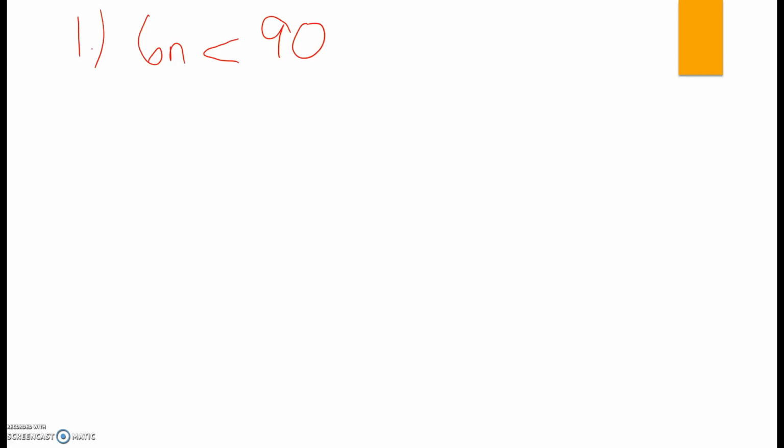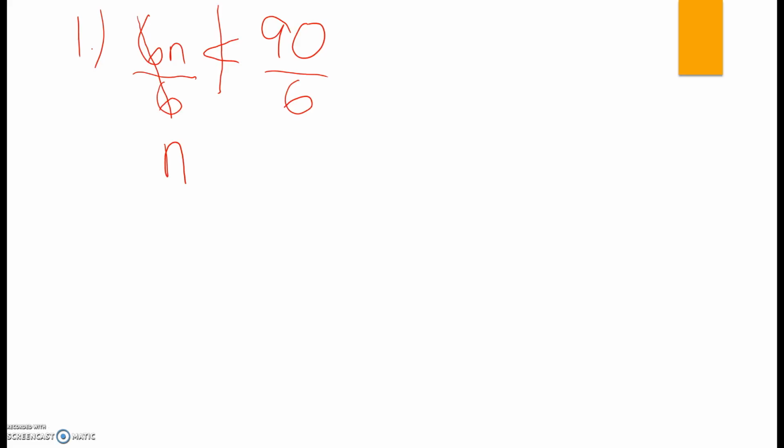So this is just like any of the equations we've done in the past. It's just an inequality sign instead of an equal sign. So we've got to get n by itself. We are currently multiplying 6 by n. So to get n by itself, we have to do the opposite, which is divide. 6 over 6 just leaves n on this side. 90 divided by 6 is going to be 15.